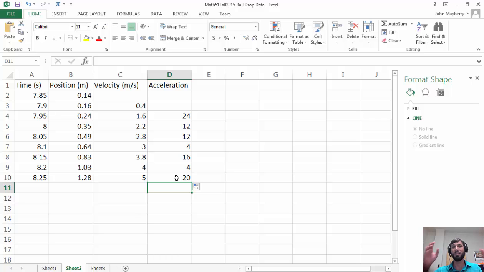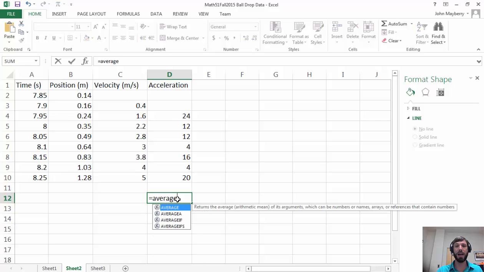At the beginning, maybe it's moving the ball too much, or maybe it was released at an angle or something like that. And at the bottom, it's possible that the ball hit the ground in between these two times and started coming back up, in which case this last measurement would be incorrect. So what we're going to do is average these cells right here.